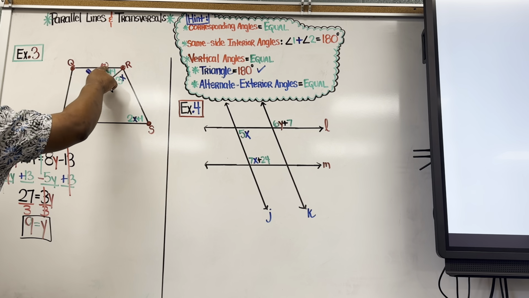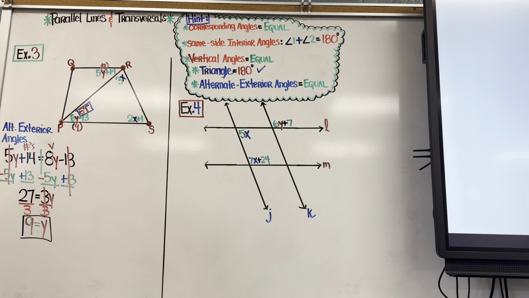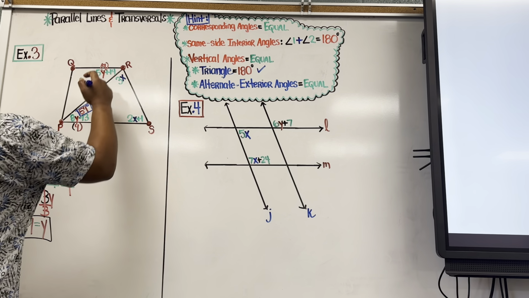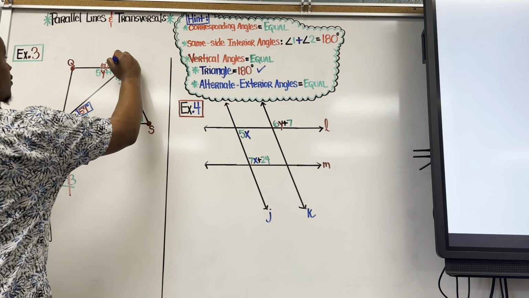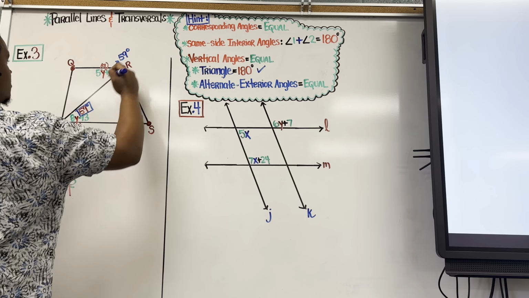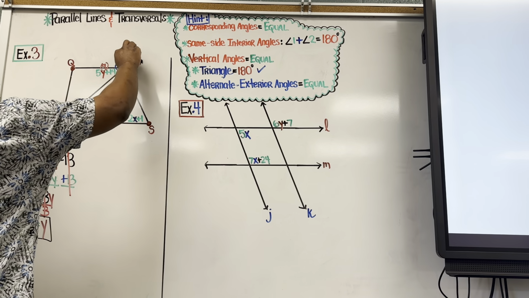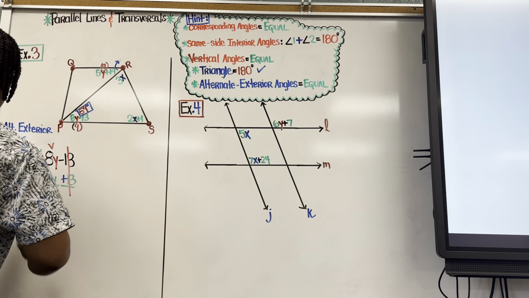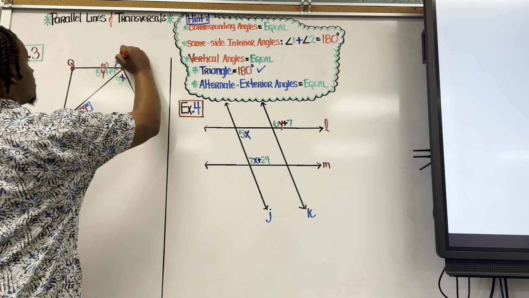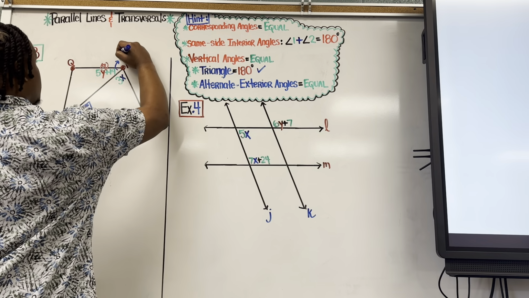5y, which is 5 times 9. 5 times 9 is 45. 45 plus 14 equals 59. So this whole angle right here, guys, is 59 degrees. Okay? That whole angle is 59 degrees. Let me write it in red. 59 degrees. That whole angle is 59 degrees, okay?